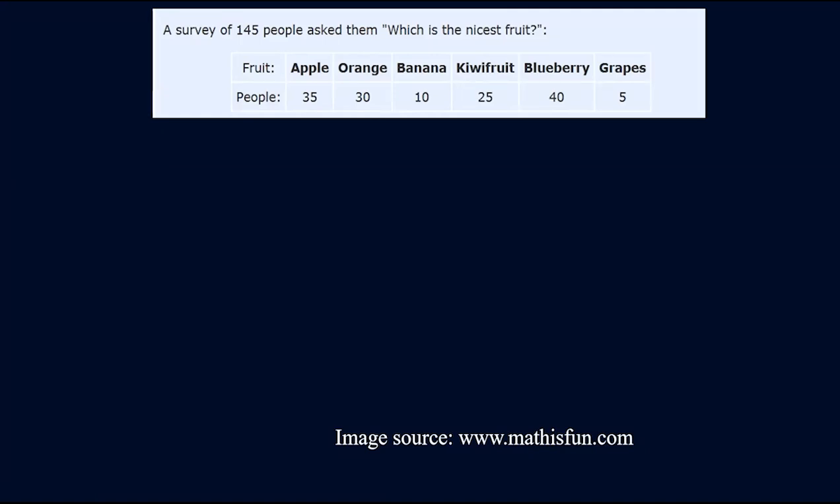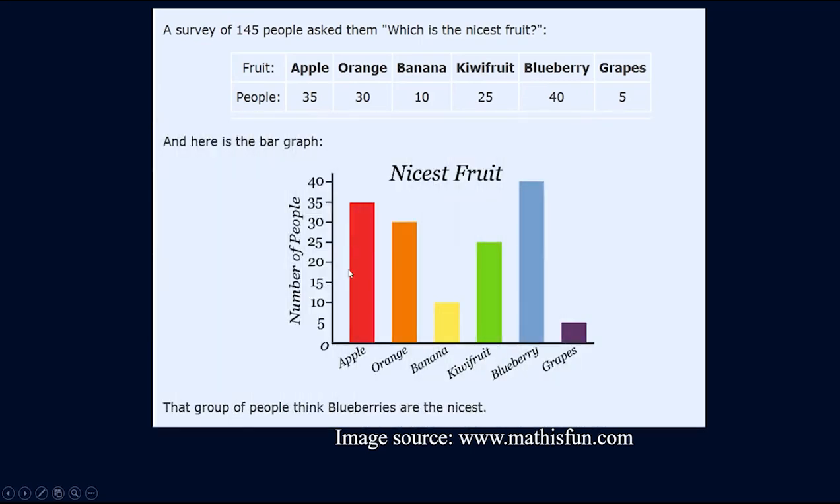This slide shows the contrast between a table and a figure. This question was asked to 145 people, and this is the answer we got. 35 people like apple, 30 orange, 10 banana, 25 kiwi fruit, and so on and so forth. Let's use this same data in the graph form. It's much better compared to this table. So immediately we know that the blueberry is the nicest fruit, followed by apple. Bar charts are better to depict the information of this kind.